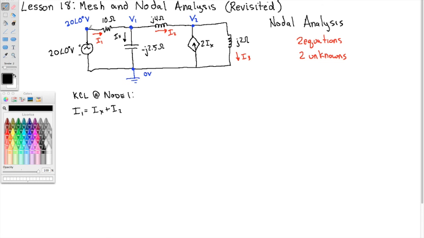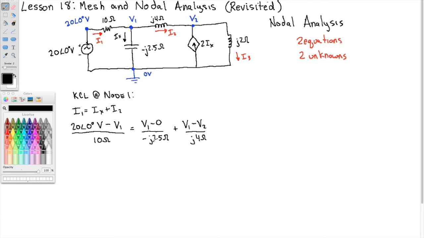We can write an equation for I1. I1 is 20 angle 0 degrees volts minus the unknown V1, divided by the 10 ohms, equals IX. We can write an equation for IX: that's V1 minus 0 over negative J2.5 ohms. And I2 is V1 minus V2 divided by J4 ohms.